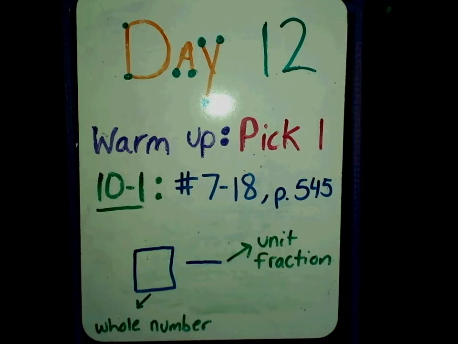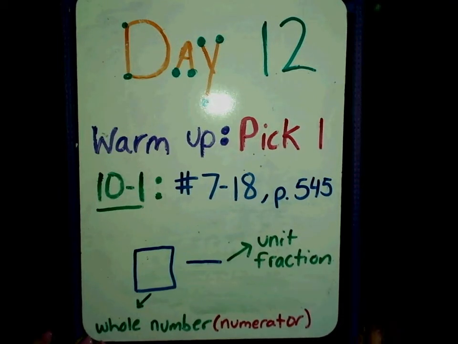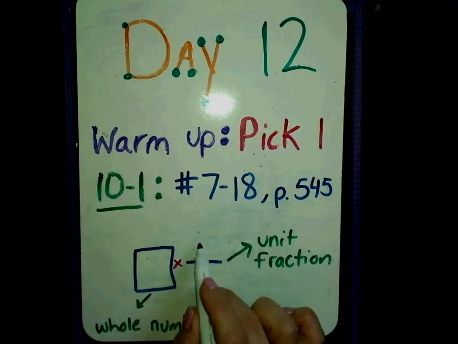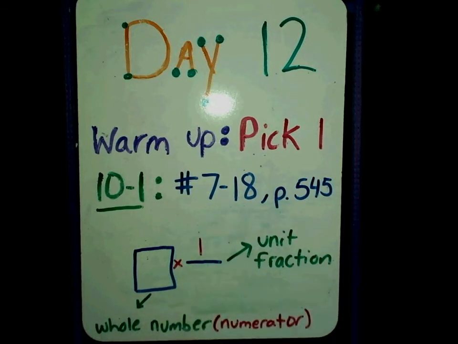And what I want you to remember is when you're breaking a fraction up, the whole number goes here, which is the numerator. And remember, that's the top number, n for north. And then the number here will be the whole number times the unit fraction. So remember, the unit fraction is going to have a numerator of 1.